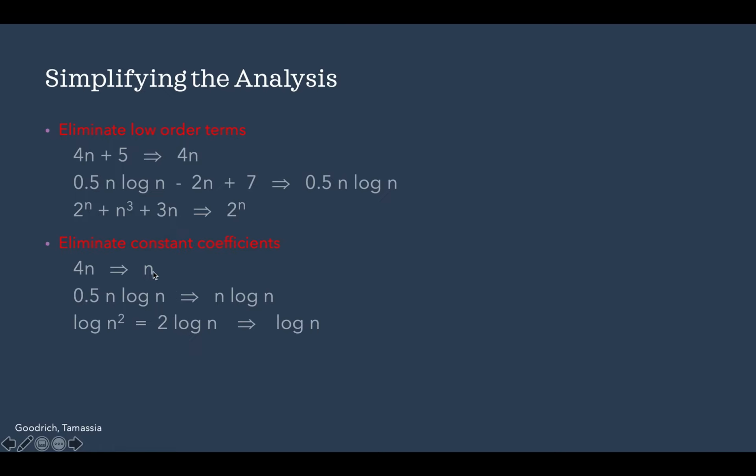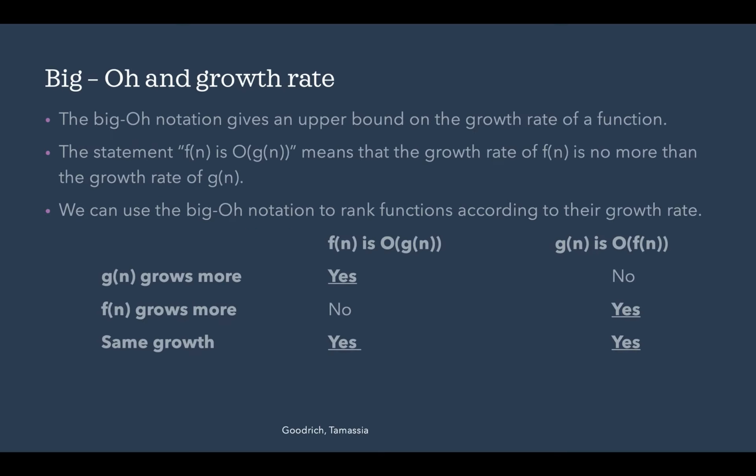And now eliminate constant coefficients also. Here, 4n means I will give n, and 0.5 n log n gives n log n. So you remove the coefficients also. When you get a polynomial, you find the dominating term and remove all the lower order terms. Then if the dominating term has some coefficient, you ignore that coefficient also, and that will be the time complexity for the algorithm that you are considering.